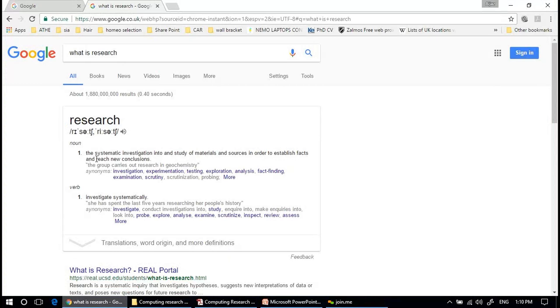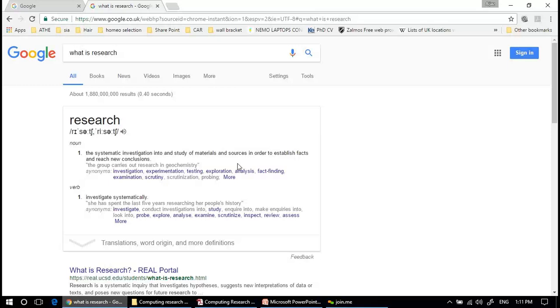What is research? Research is the systematic investigation into and study of materials and sources in order to establish facts and reach new conclusions. So whenever you want to study something and go into the depth of the study, which is the investigation of any material or source or any knowledge, that should help you to establish certain facts and should give you certain conclusions. So research is investigating something systematically.